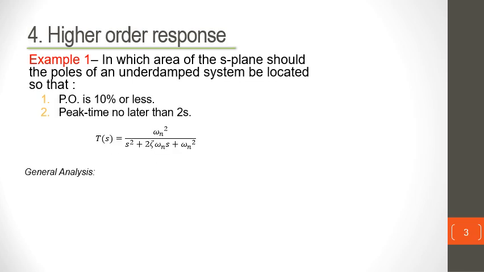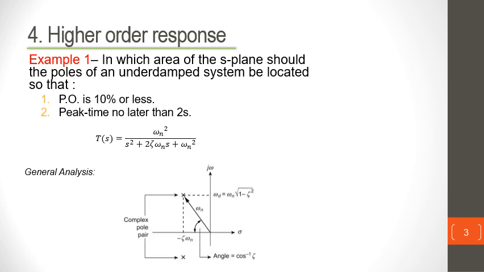So let's look at an example of how the location of the poles in the S-plane relates to the behavior of the underdamped system. So in example 1, the question is, in which area of the S-plane should the poles of an underdamped system be located so that the peak overshoot is no more than 10% and the peak time is no earlier than 2 seconds. We know in this case for sure that these poles are going to be a conjugate pair.